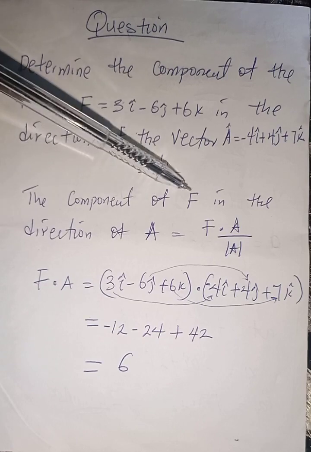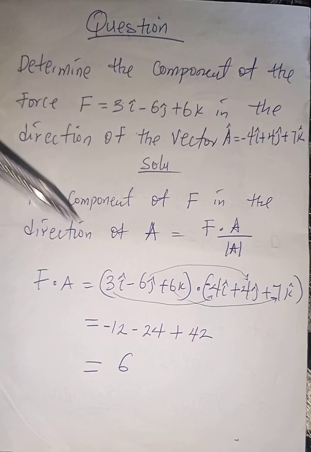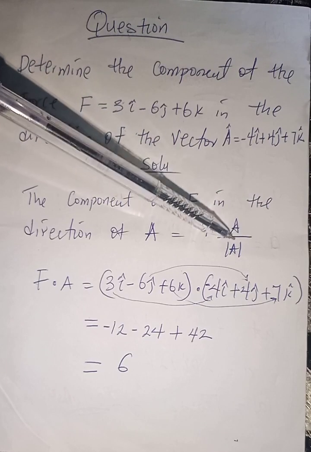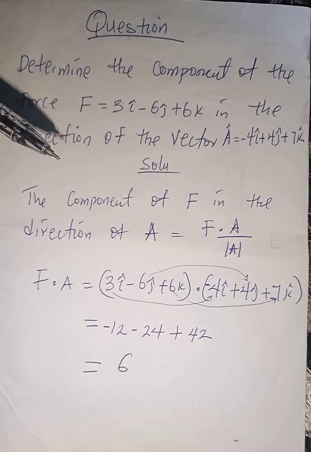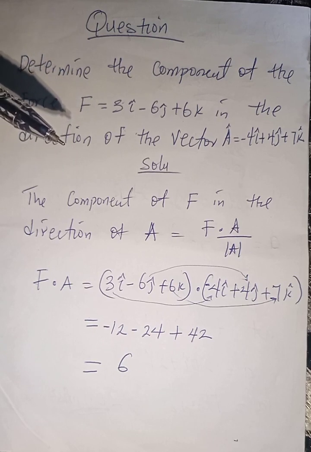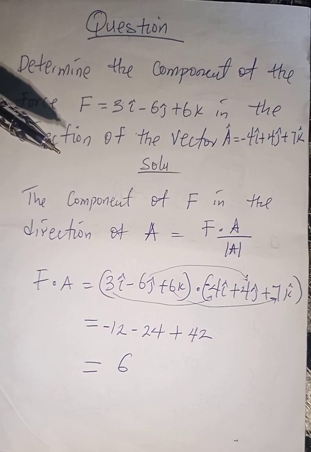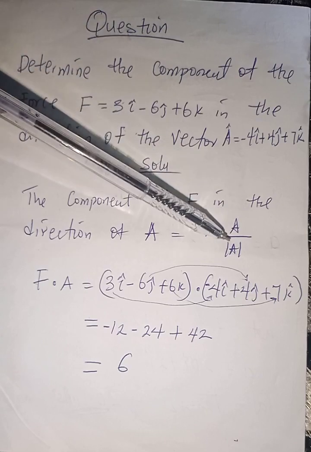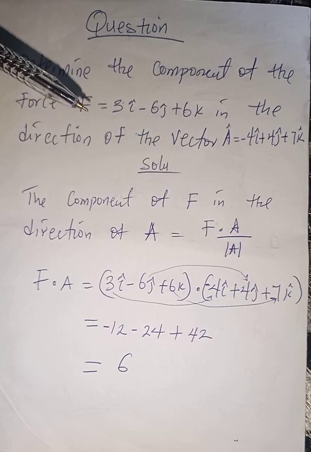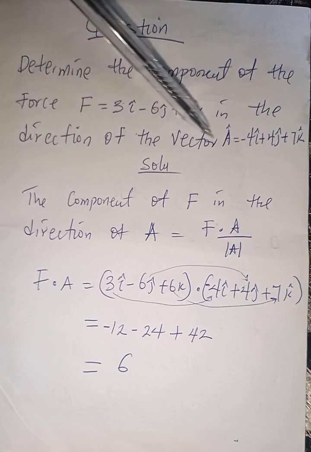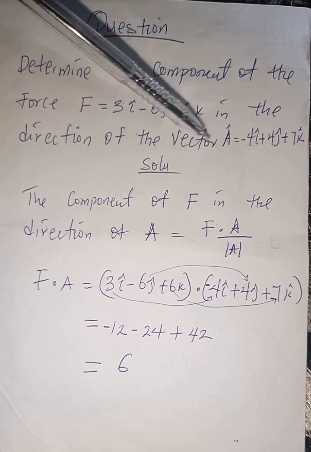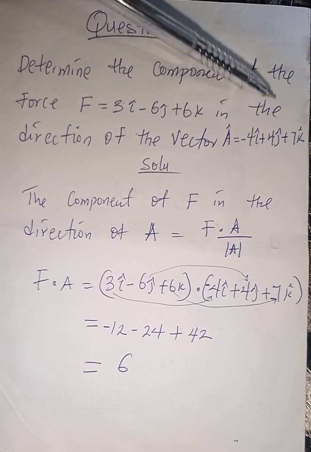The component of F, which is the force, in the direction of A is F dot A divided by the magnitude of A. That is the general formula to calculate the component of a vector, or the projection of a vector in the direction of another vector. You take the dot product of these two vectors and divide the answer by the magnitude of the direction vector. The direction is the A vector, so I'm going to take the magnitude of vector A.